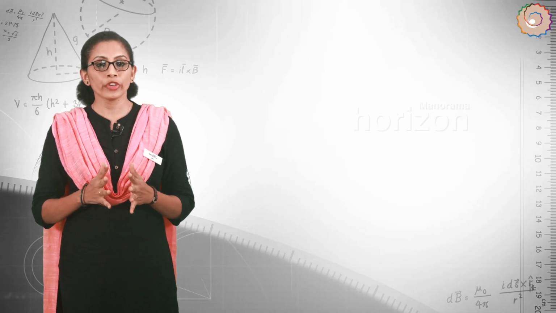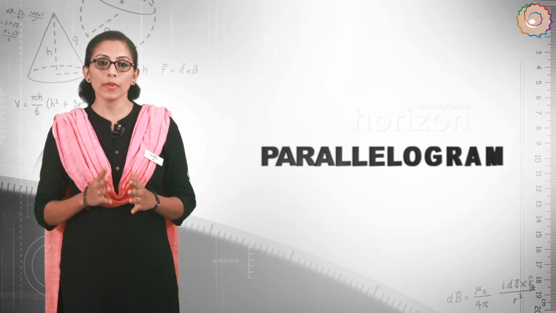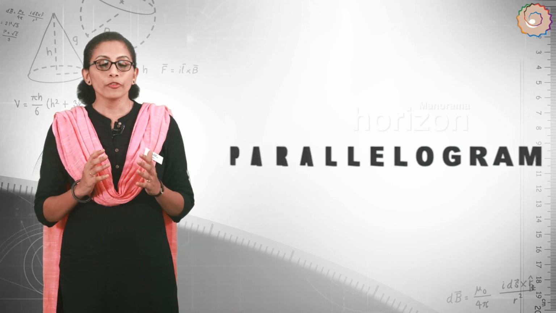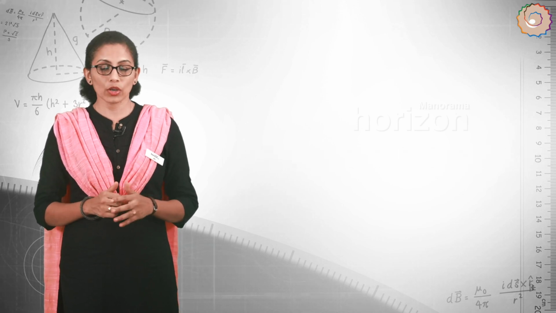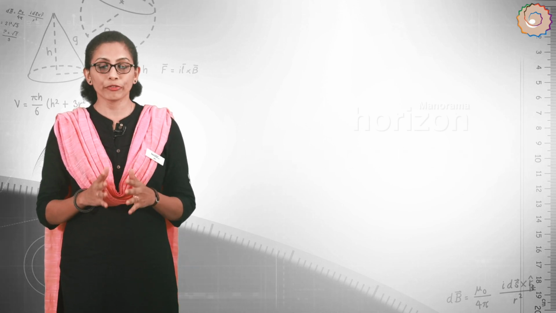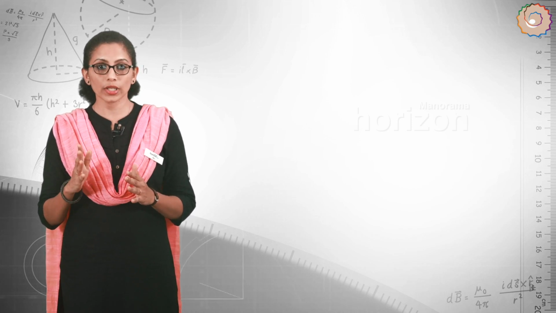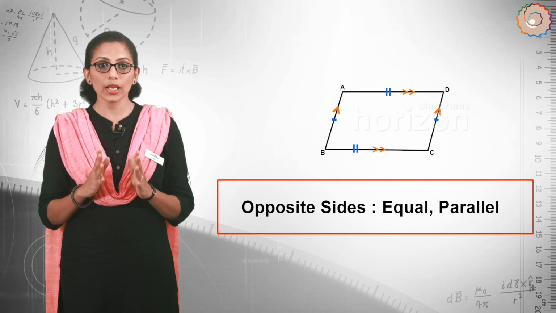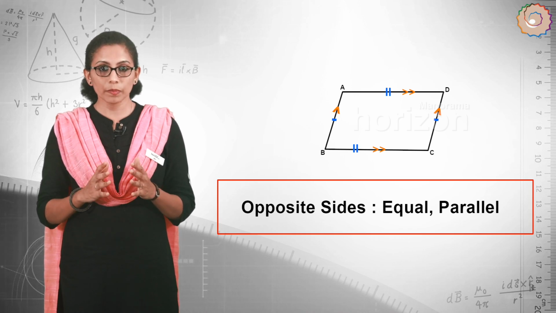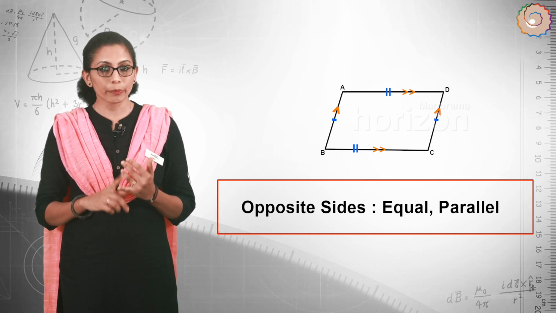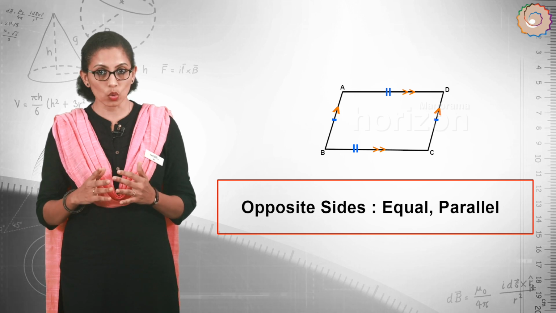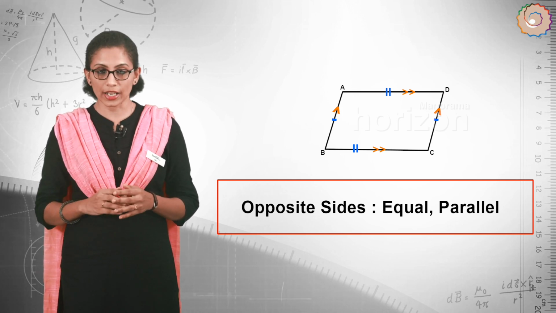In this section, we are going to discuss parallelograms and their properties. First, let's see the definition of a parallelogram. A parallelogram is a flat shape with 4 straight connected sides so that opposite sides are equal and parallel. This means a parallelogram is a plane figure as well as a closed shape, and it's a quadrilateral.